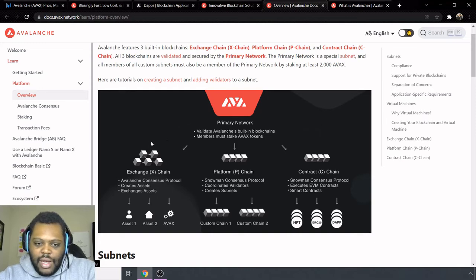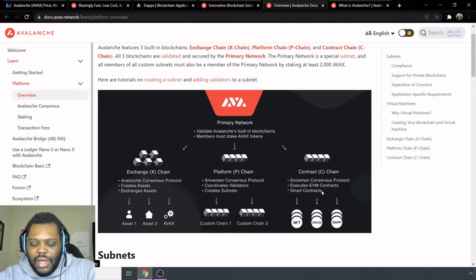So for the X chain, you have the Avalanche Consensus Protocol, which creates assets and exchanges assets. So on here you just see asset one, asset two, and then AVAX being the network solution. Next, you have the Platform P chain, which uses the Snowman Consensus Protocol, coordinates validators, and creates subnets. And then on here you see the custom chains, custom chain one and custom chain two. Lastly, you have the contract C chain, which uses the Snowman consensus protocol as well. It executes EVM contracts and smart contracts.